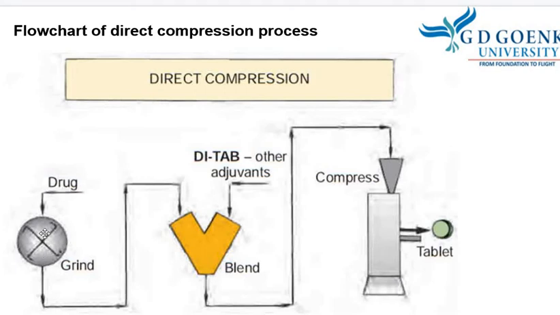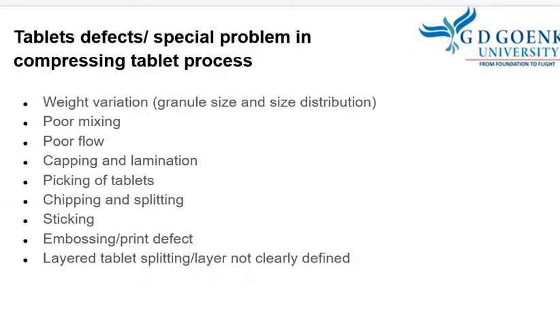The drug here is ground if required, mixed with all the other directly compressible excipients, could be Ditab, it could be Prosolv. Okay, it is blended and then it is simply compressed to tablets. Having seen the various manufacturing methods and the various formulation ingredients, now let us see what are the tablet defects that may arise during the manufacture of tablets.